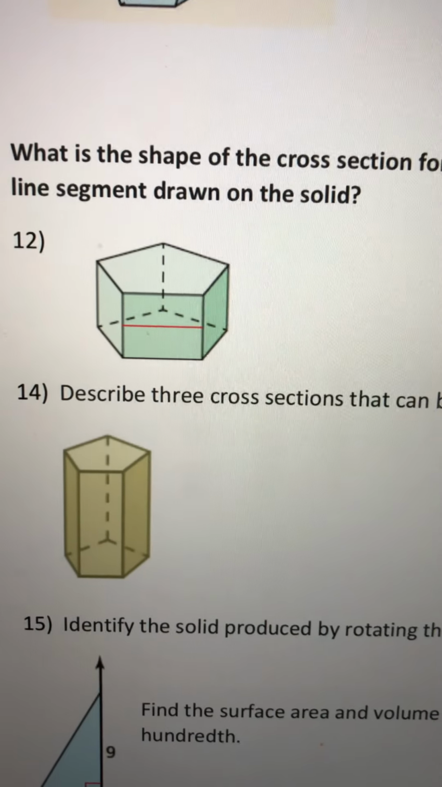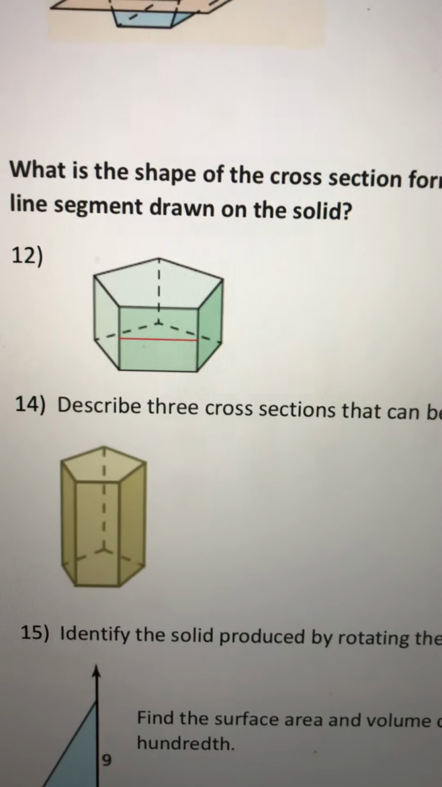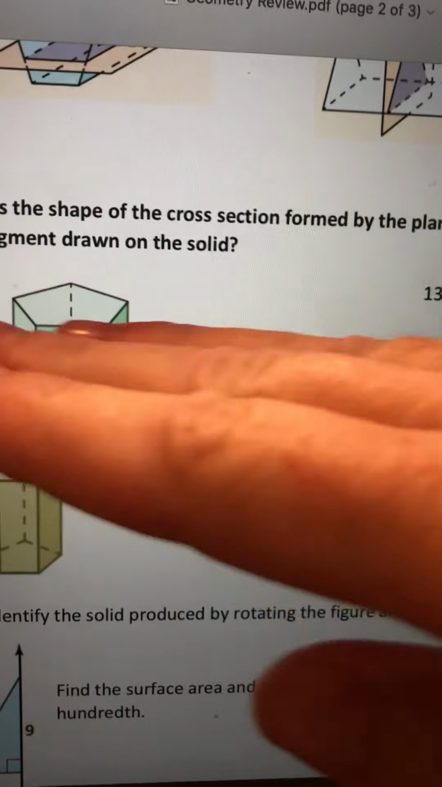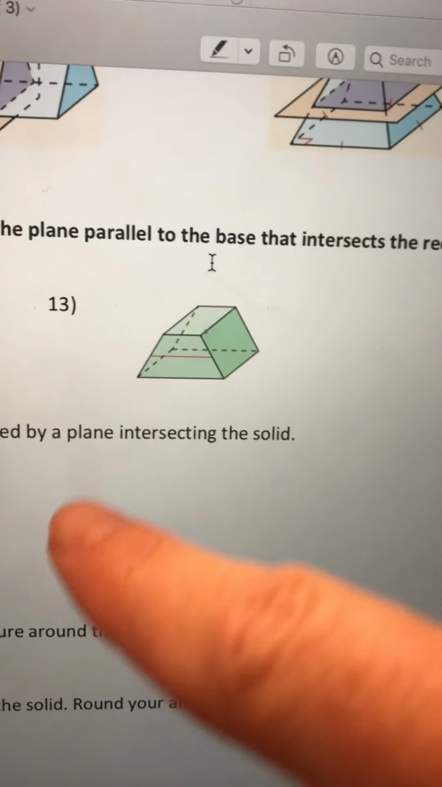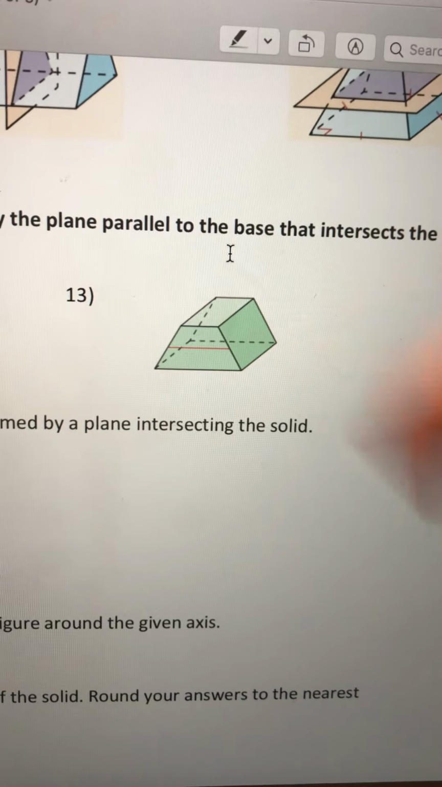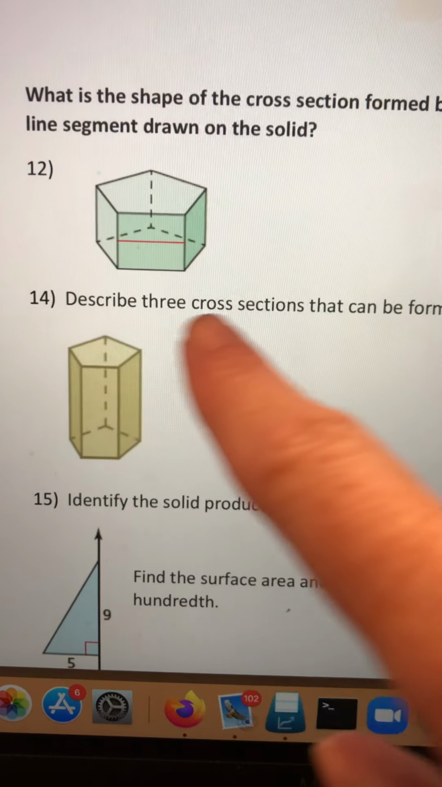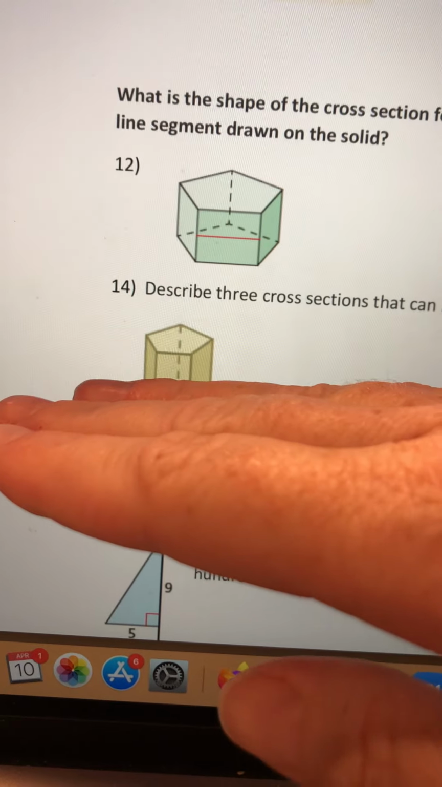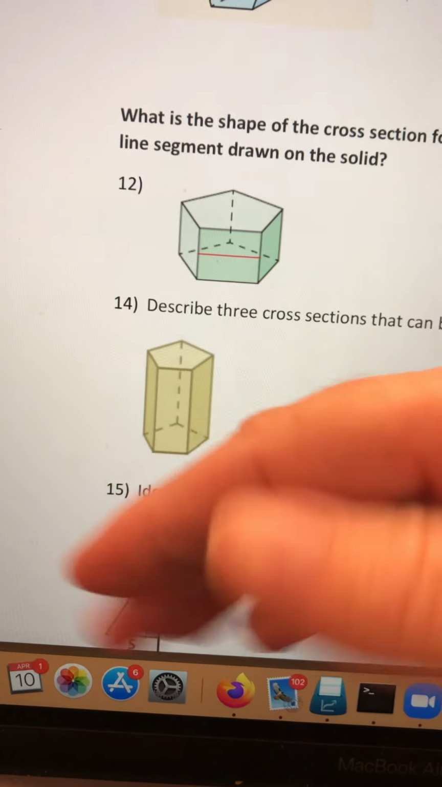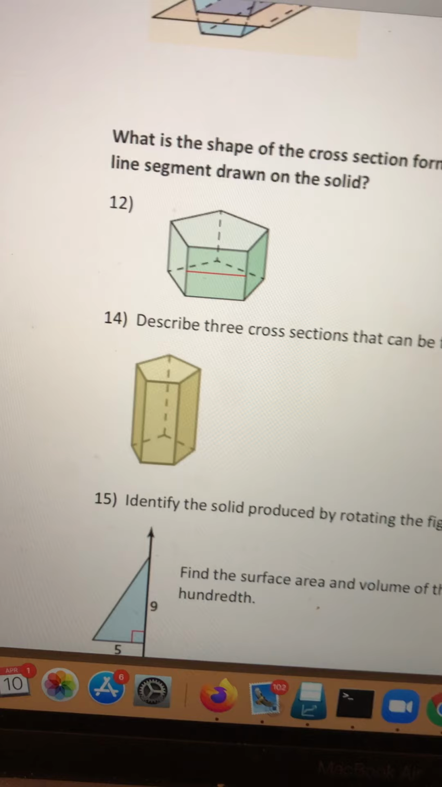Be specific, okay? All right, looking at number 12, it's got what is the shape of the cross section if I went at red? So again, horizontally, that's got to be a pentagon. Number 13, that's got to be a rectangle because I'm going across, and through. And then number 14, describe 3 different cross sections. So I could go across right here horizontally and I could get a pentagon. I could go up and down and get a rectangle. And I could just slice a corner and I could get a triangle. So number 12 is a pentagon.